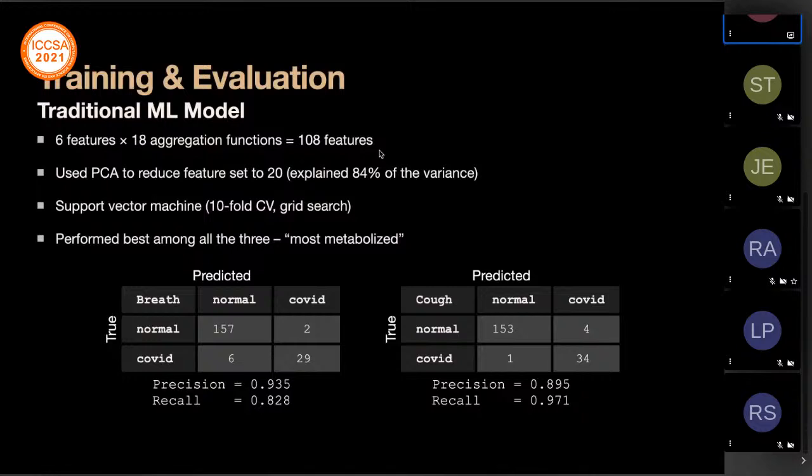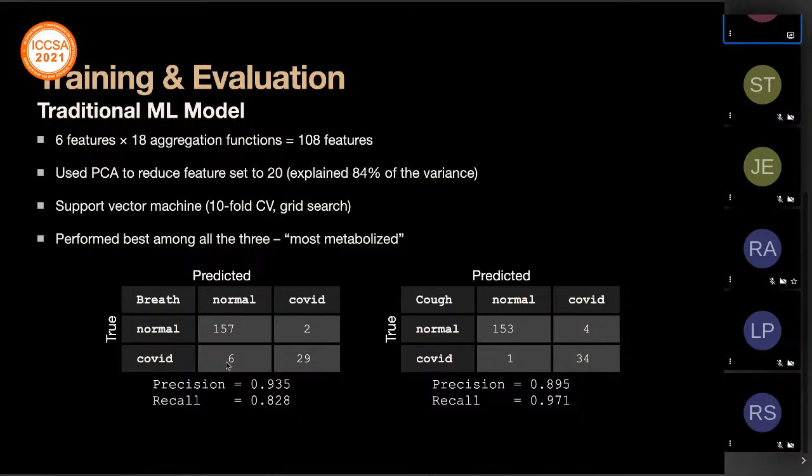To reduce the feature dimensionality, we used PCA and reduced the feature set to 20, after which we used a support vector machine and performed 10-fold cross-validation and grid search to find the best values of the hyperparameters, such as the L2 regularization term or the parameter for the kernel. We used a radial basis function kernel, and this performed the best among all the 3. I think this can be attributed to the fact that we passed the most metabolized data to the ML model.